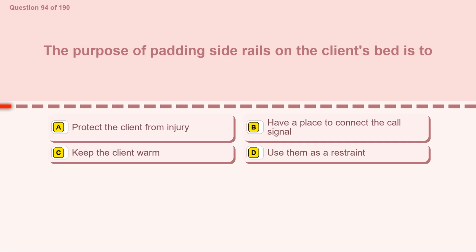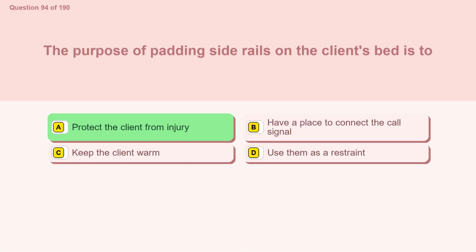Question 94. The purpose of padding side rails on the client's bed is to: Option A, protect the client from injury. Option B, have a place to connect the call signal. Option C, keep the client warm. Option D, use them as a restraint.